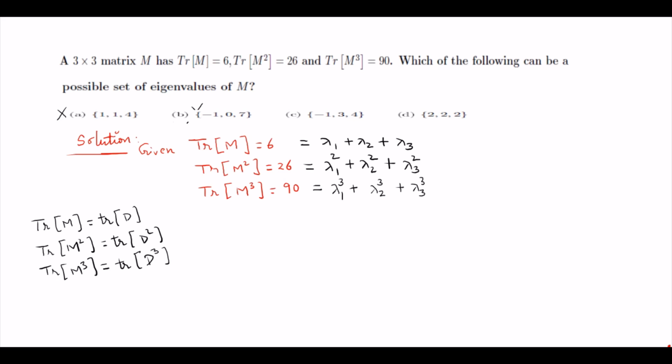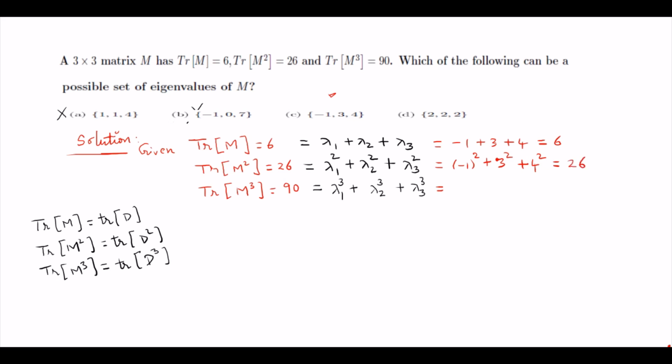Okay. The third one is this one. Let us take this one. So first one: -1 plus 3 plus 4, this is equal to 6. Then -1 square plus 3 square plus 4 square. So 1 plus 9, 10. 10 plus 16, 26.